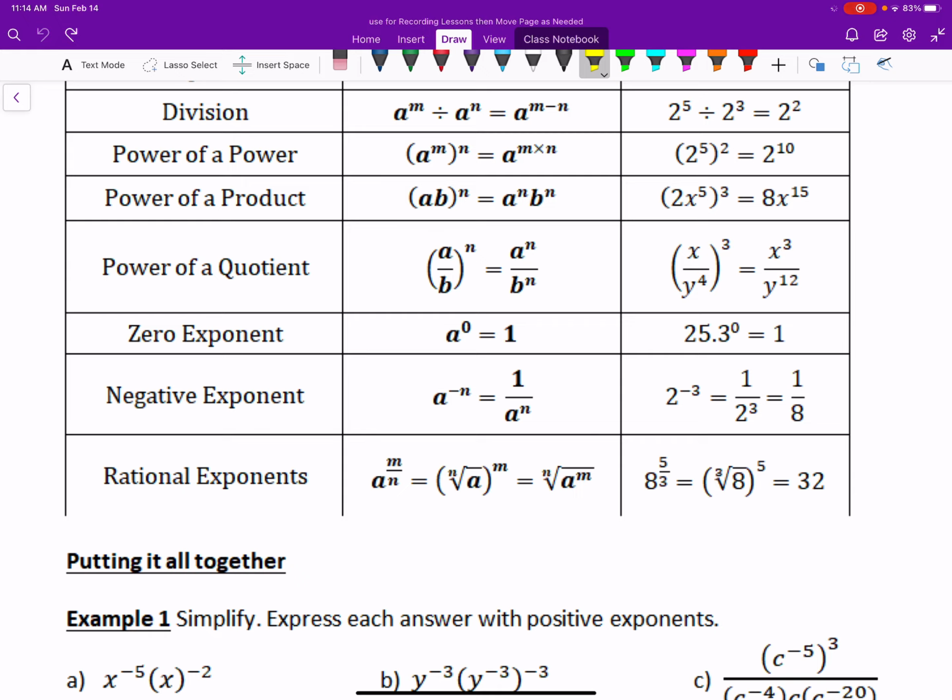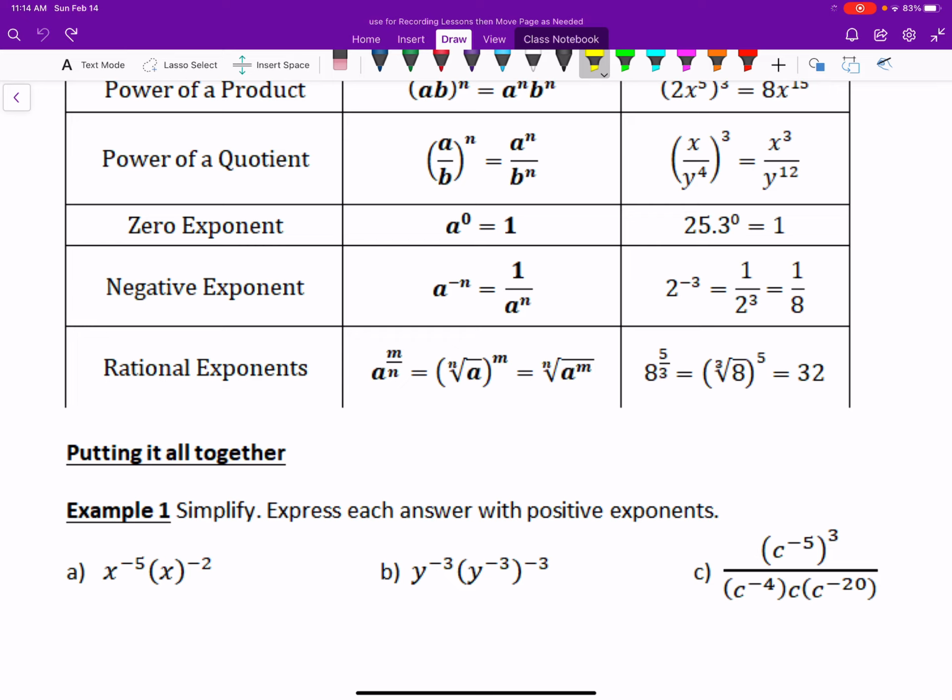we saw make us take the root of the base, use the denominator to take that root of the base, and then if there's a number on top other than 1, we'll raise it to that numerator number. So let's put all these things together. Simplify, express each answer with positive exponents.